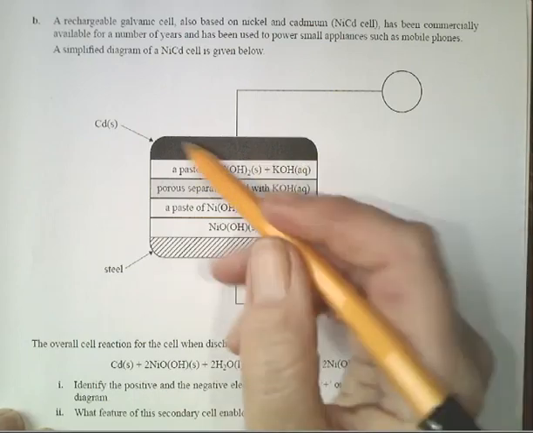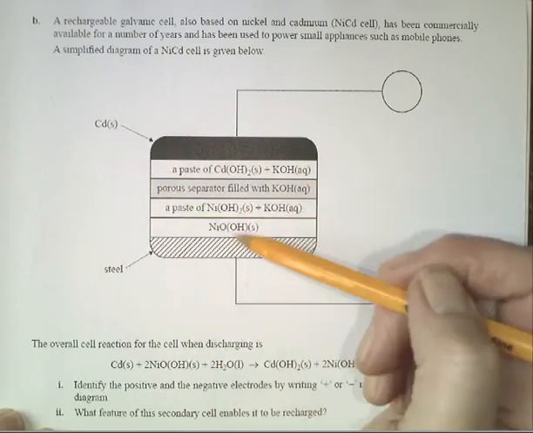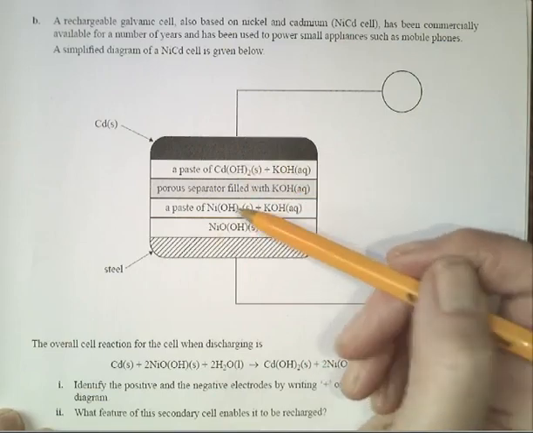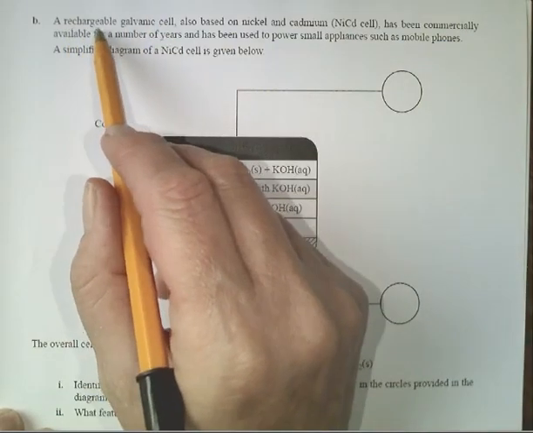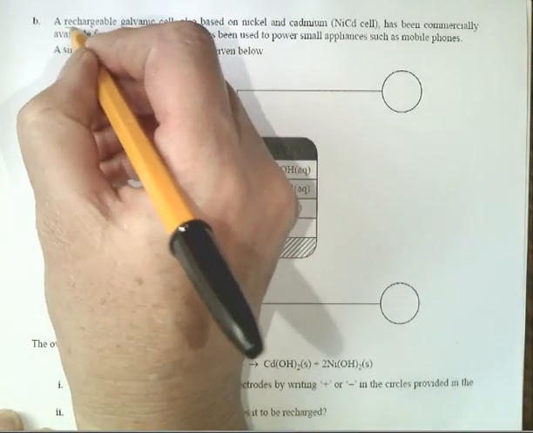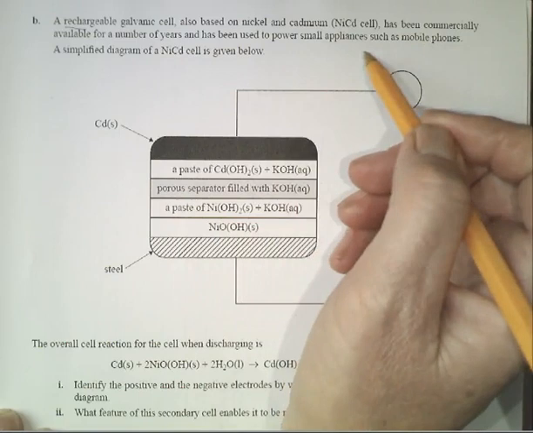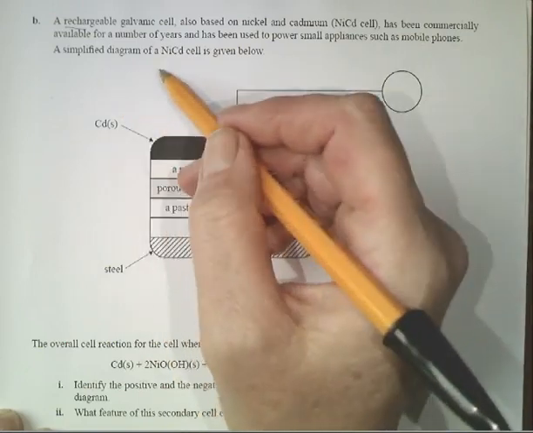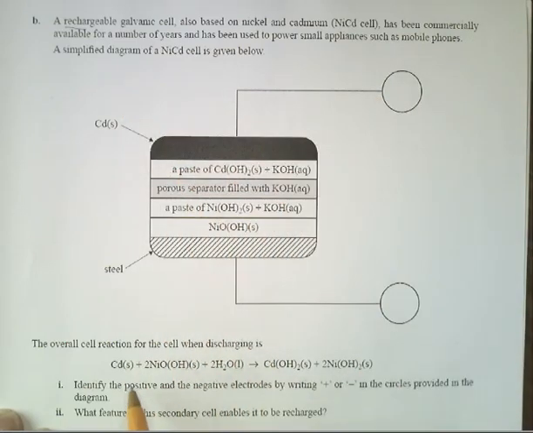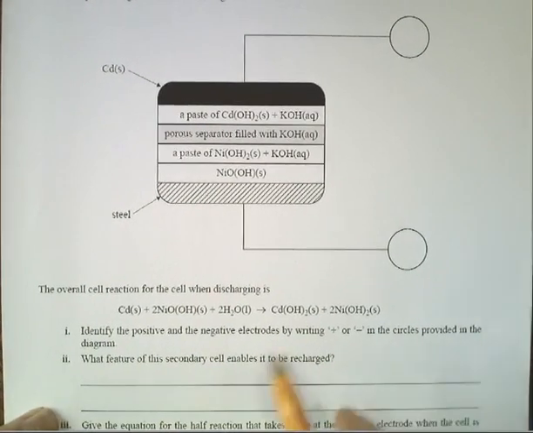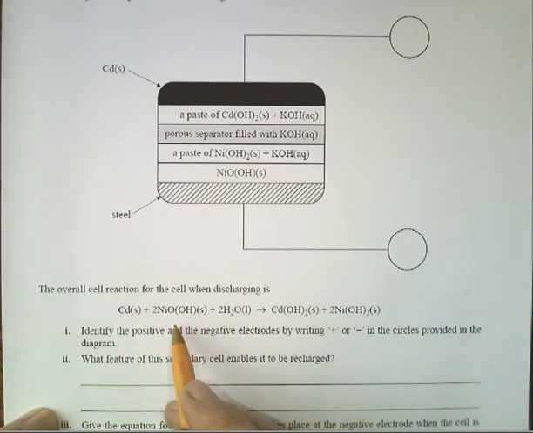Okay, so these are the same chemicals, cadmium and nickel. It's just in a battery, so it's looking a bit more complex. It's a rechargeable battery, discharge, recharge, based on nickel to power mobile phones. The overall cell reaction for when the cell is discharging is that. So it's looking a little bit more complicated.